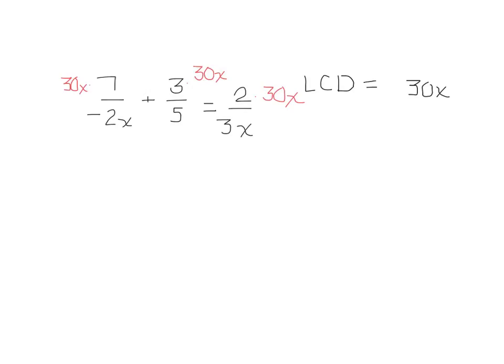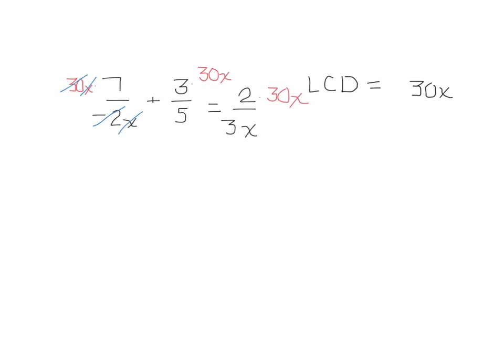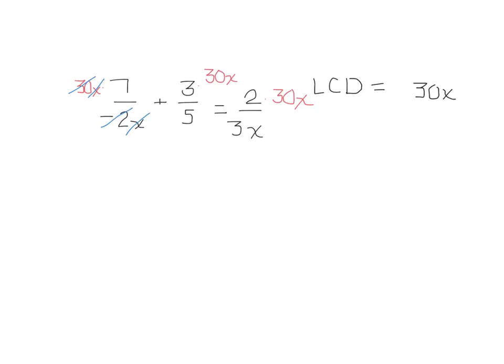So when we do that in this case, for the first fraction, 30x over negative 2x, the x's cancel. And then negative 2 goes into 30 negative 15 times. With our second expression, 30 divides evenly by 5 6 times. And with our third part of this equation, 30x divided by 3x is 10.